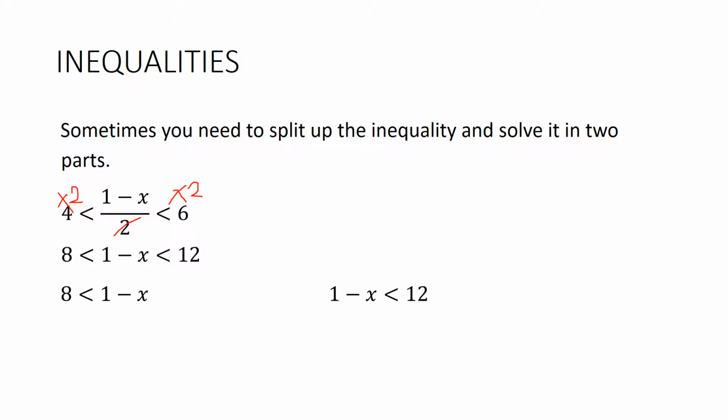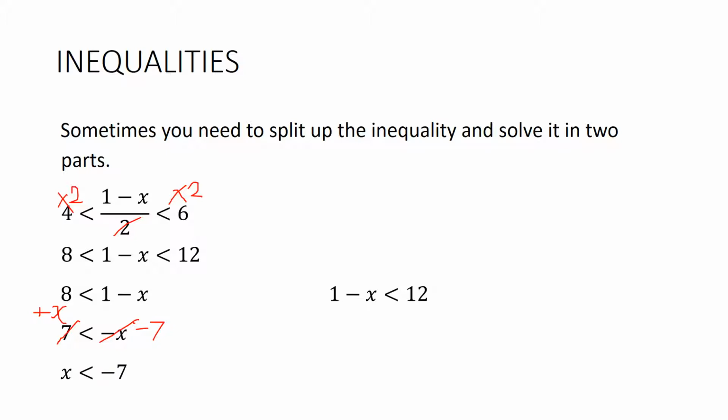Have a look. So 8 is less than 1 minus x, that's that part. And then 1 minus x is less than 12. Okay, I'm going to get rid of this 1 and take it over the other side as a negative 1. So 7 is less than negative x. And I'm going to do something sneaky here. I'm going to take this across here as a positive, and this across here as a negative. And so x is less than negative 7.